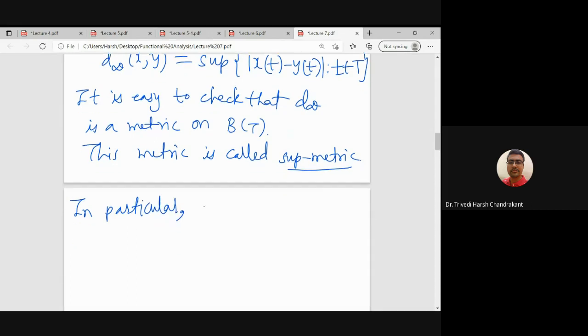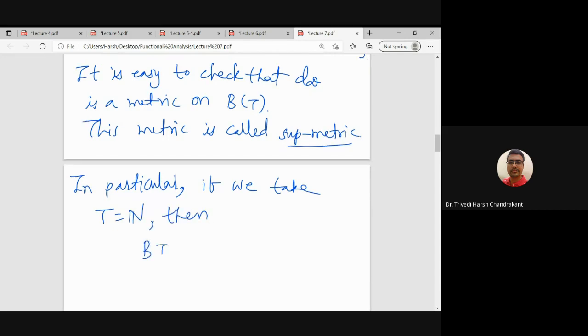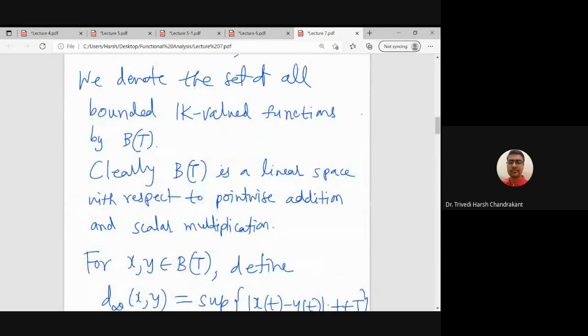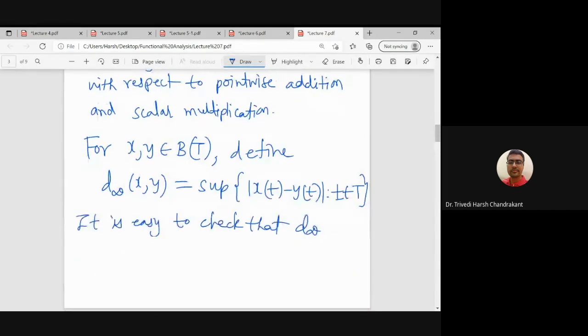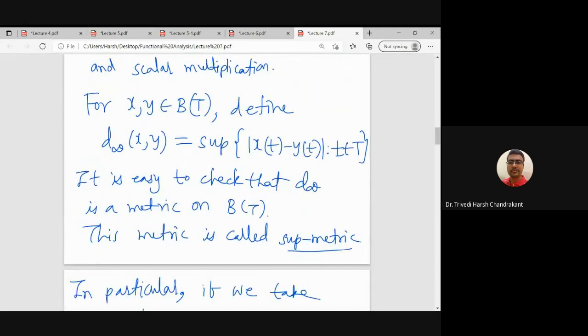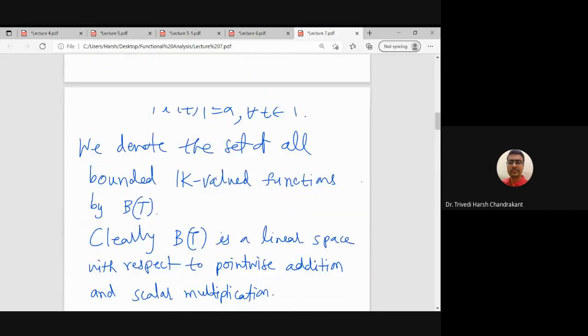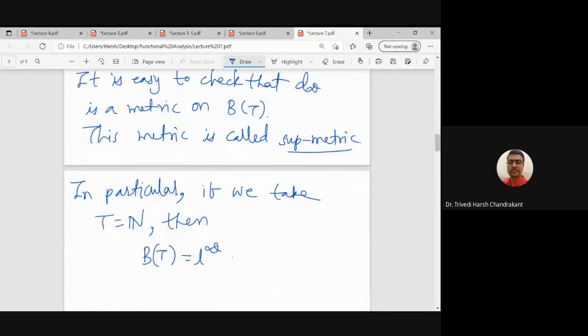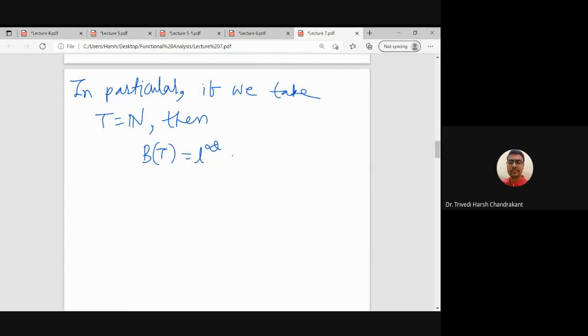In particular, if you take capital T to be the set of natural numbers, then Bt is nothing but L infinity, right? Because if T is equal to the set of natural numbers, then X is a function defined on natural numbers. That means it is a sequence, right? And the bounded function definition is the same as a bounded sequence. So if the sequence is bounded, we can find the supremum. That is exactly this thing.